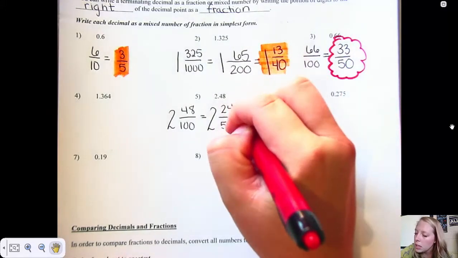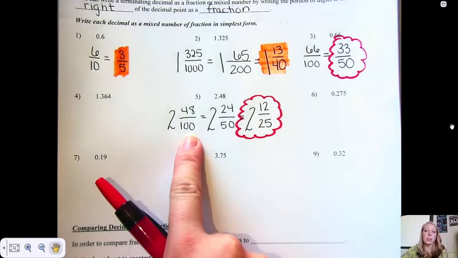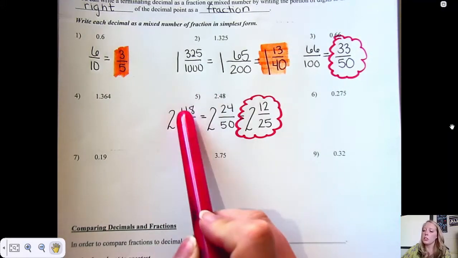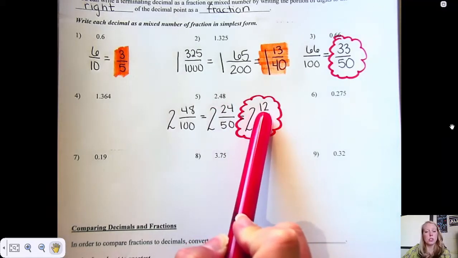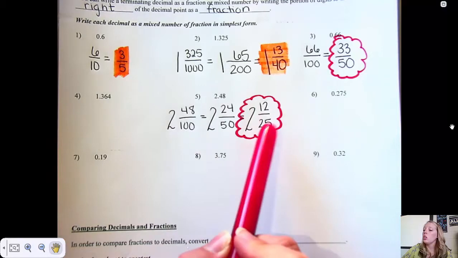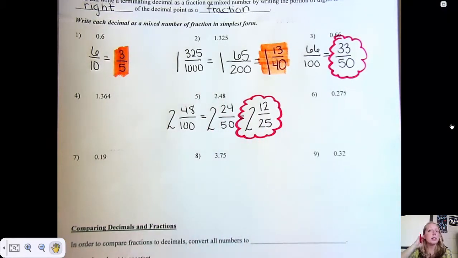Now, there's one thing I want to point out. Some of you might have said, Miss Toll, you could have just divided by 4. You're exactly right. I divided by 2 and 2 again. 2 times 2 is 4. So if you would have started here and divided by 4, you would have completely eliminated that middle step. And that is the best. We always like to try to find the biggest number that goes into both.